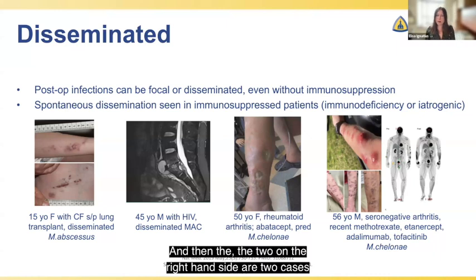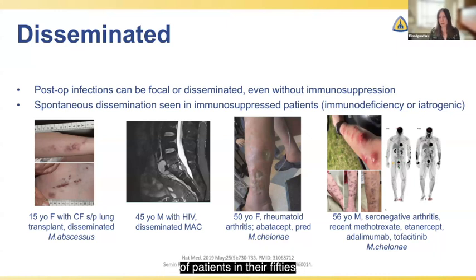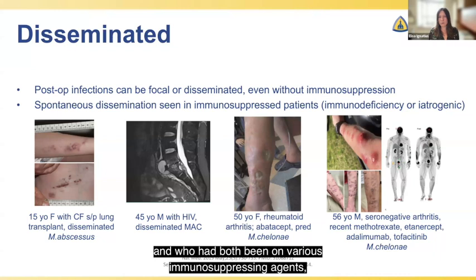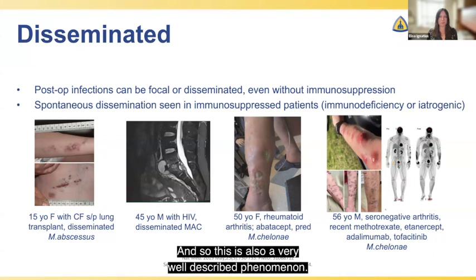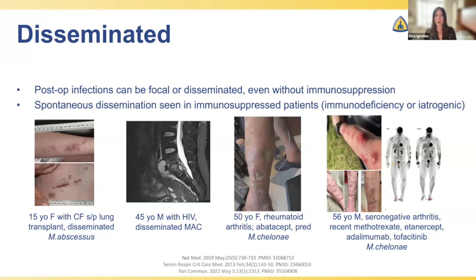And then the 2 on the right-hand side are 2 cases of patients in their 50s with inflammatory arthritis. One was rheumatoid, one was seronegative, and both had been on various immunosuppressing agents: abatacept, prednisone, tofacitinib, methotrexate. They developed multiple skin lesions that were found to be growing Mycobacterium chelonae. And so this is also a very well-described phenomenon. In each of these patients, fairly extensive disease, multiple sites, the bacteria presumably was circulating in the bloodstream at one point, even if that wasn't detected because there were multiple sites involved. That's the presumption.